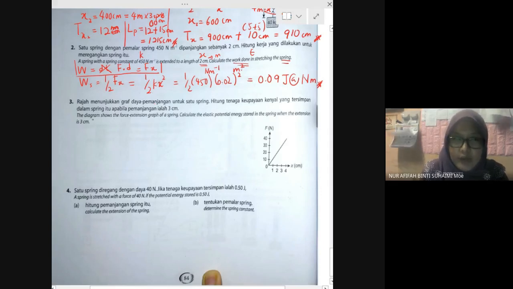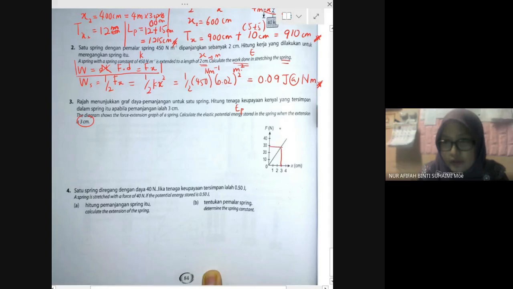Number 3. The diagram shows the force extension graph for a spring. Calculate the elastic potential energy stored in the spring when the extension is 3 cm. If it asks you to read from the graph, you just follow the graph. For energy, it is the area under the graph. E equals half Fx, because we have F and we have x.